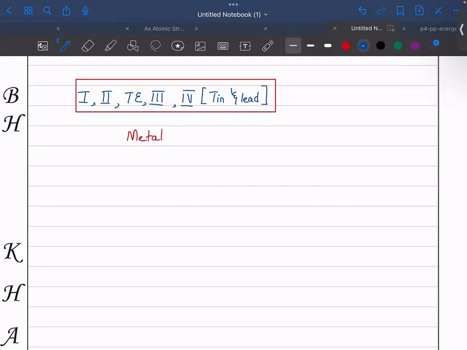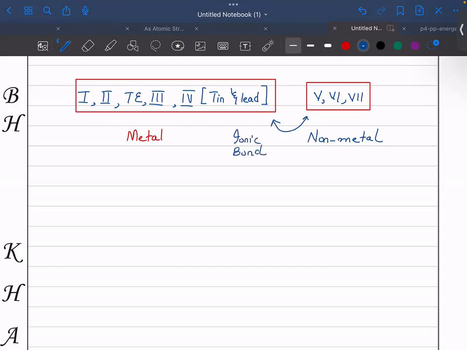If any metal or any metallic element makes a bond with any non-metal from group 5, group 6, group 7, then such a bond formed between these elements is known as ionic bond. Okay? Or in short, when a metal makes a bond with a non-metal, such a bond is known as ionic bond. Okay, so they form ionic bond.